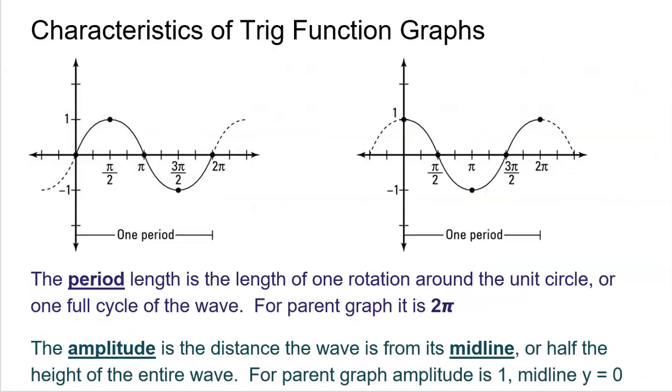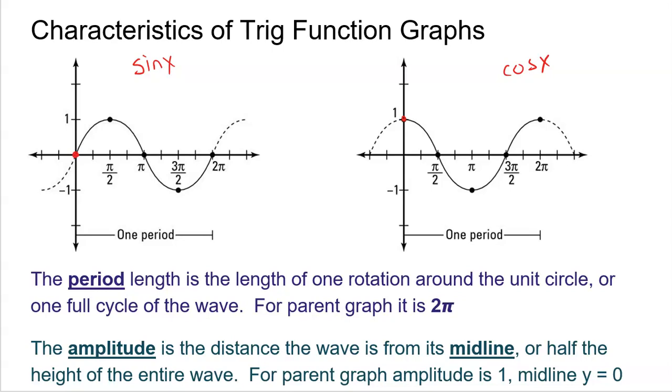So here are two of these rough pictures. These are nice pictures of what we call one full cycle or one full period. Here is sine of x and here is cosine of x. And the big difference to do the eyeball test is if you start at 0, 0, you're going to be sine. If you start up at 0, 1, you're going to be cosine. Now, one period length is the length of one rotation around the unit circle, or one full cycle of the wave.